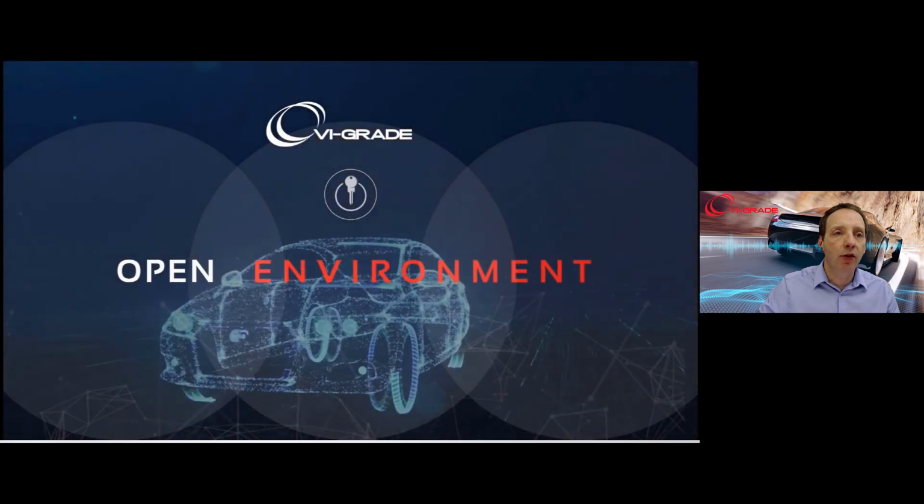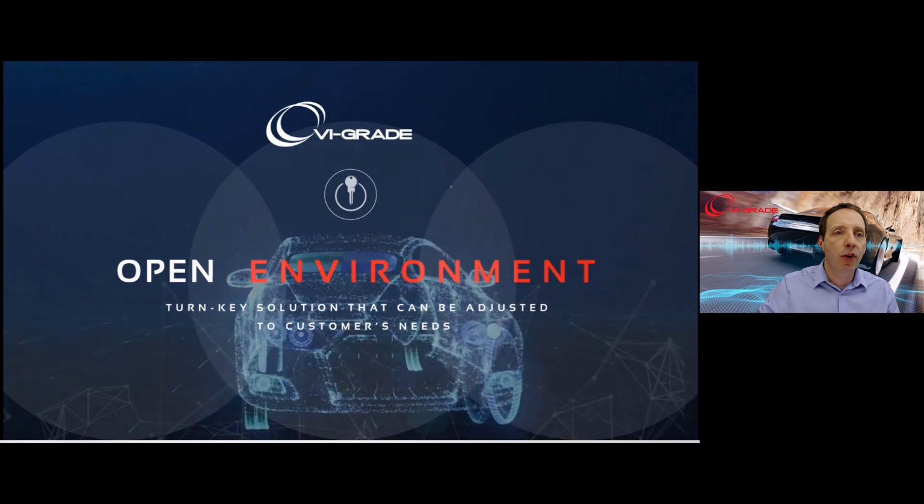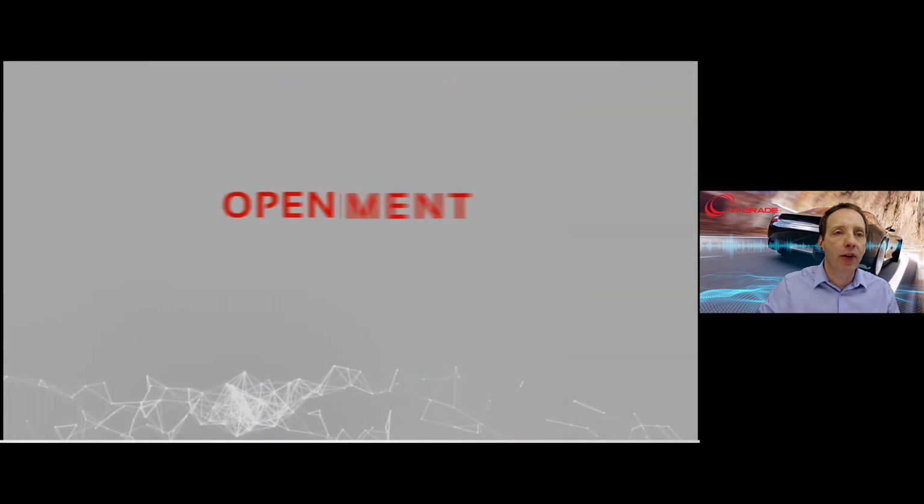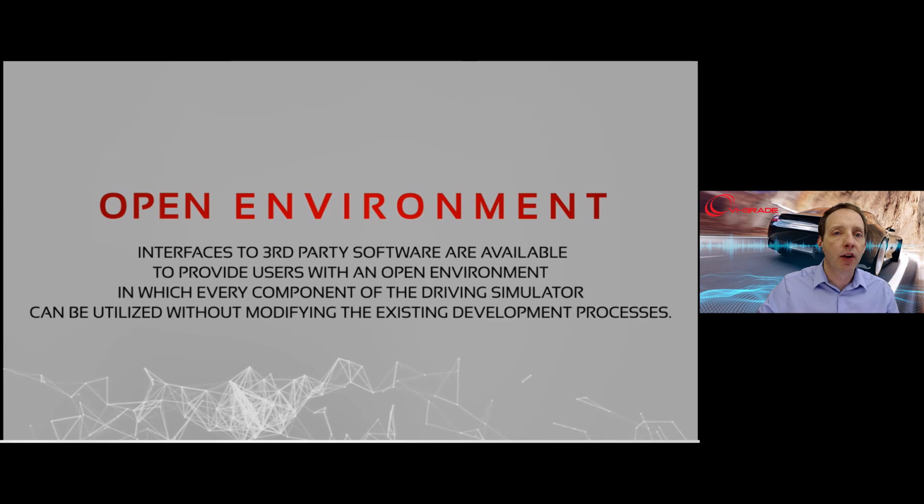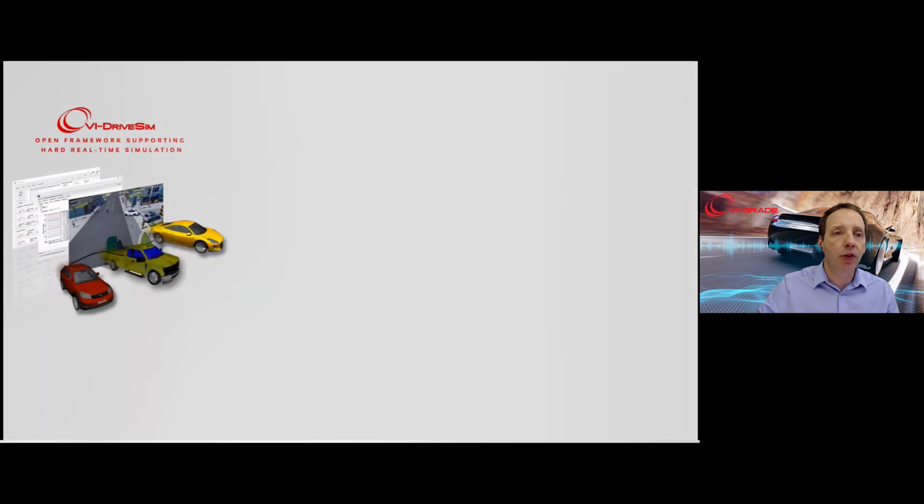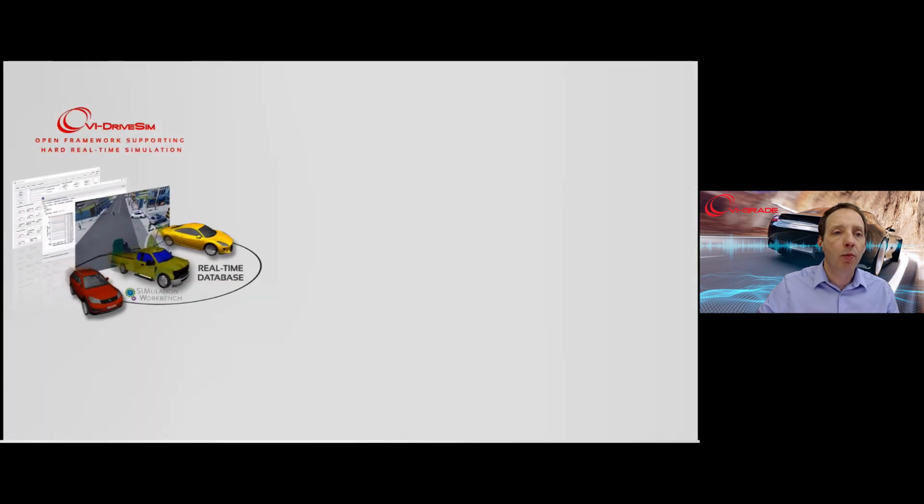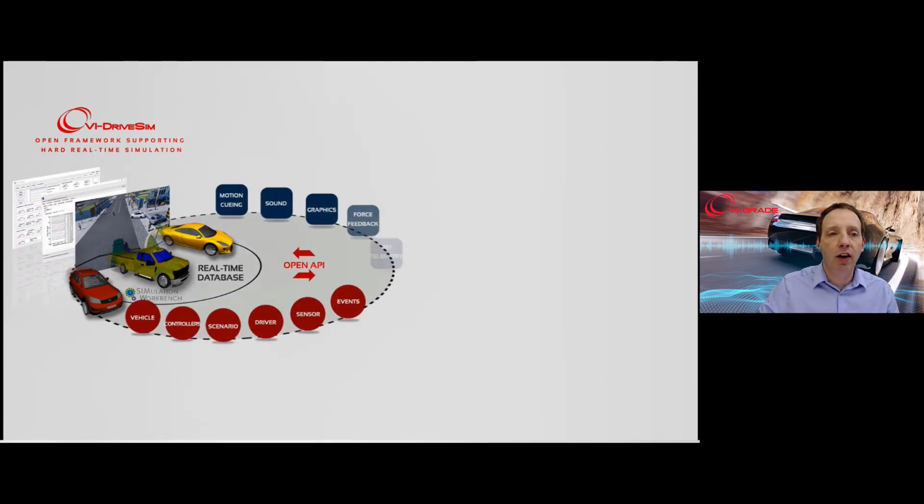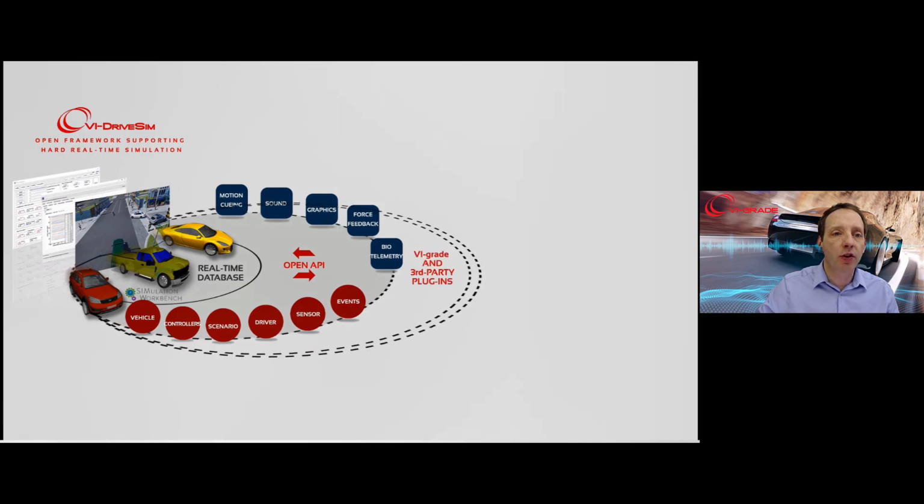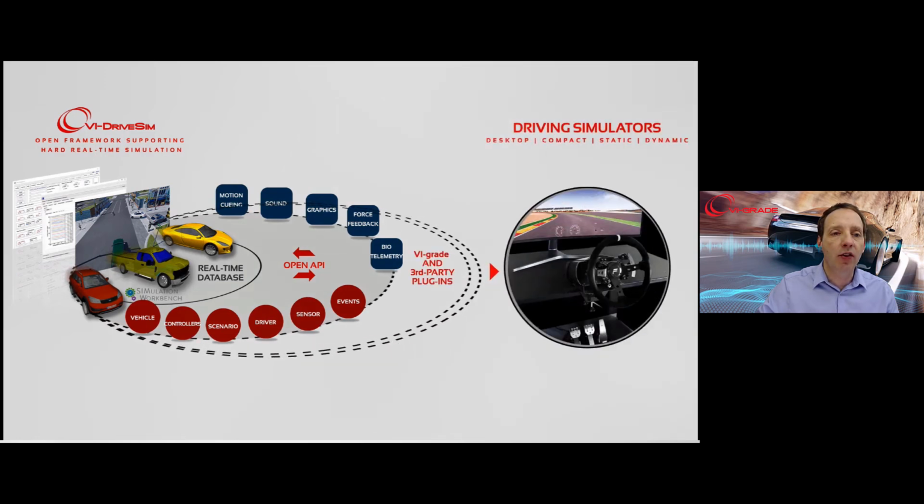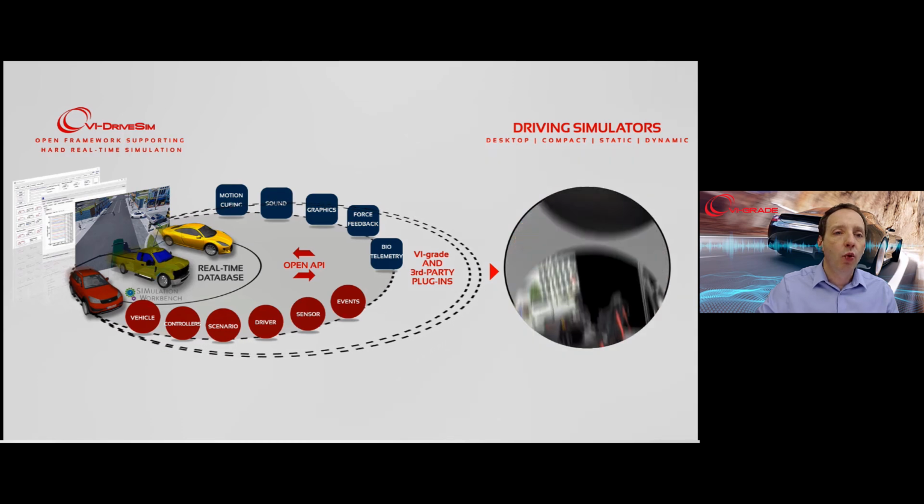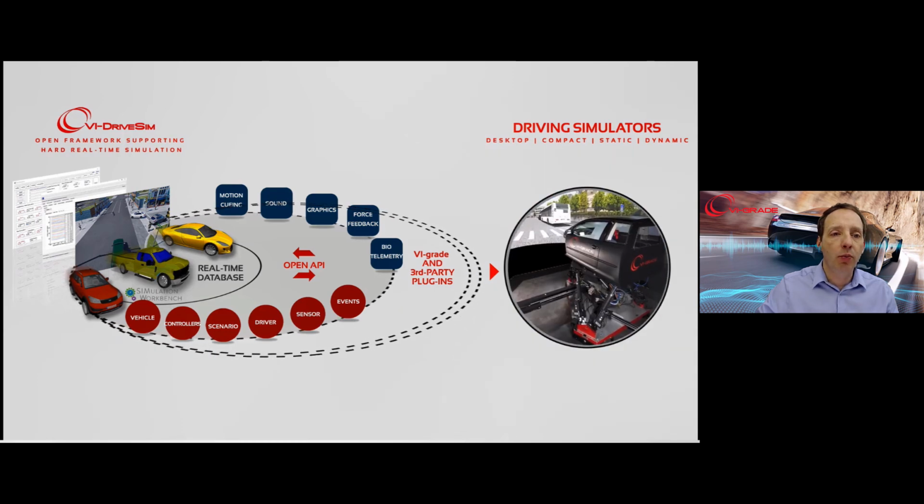VI-Grade provides an open environment with many third-party software interfaces. Every component of the driving simulator can be utilized without modifying the existing development process. This enables the use of multiple different software solutions for graphics, biotelemetry, sensors, vehicle modeling, tire modeling, and other aspects of simulation across the entire range of VI-Grade simulators. We've already looked at how the NVH simulator can accept data from many different CAE and test sources, but this extends to real-time as well.